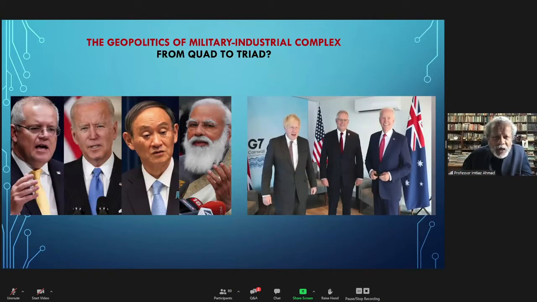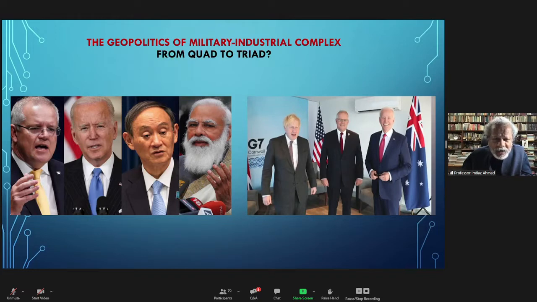Now with no Afghan war, I think the Quad is now transforming into a triad, and it's more defense-oriented. So one has to look into the military-industrial complex, how the United States will reproduce its economy without this MIC, which Eisenhower really cautioned about in his farewell speech.